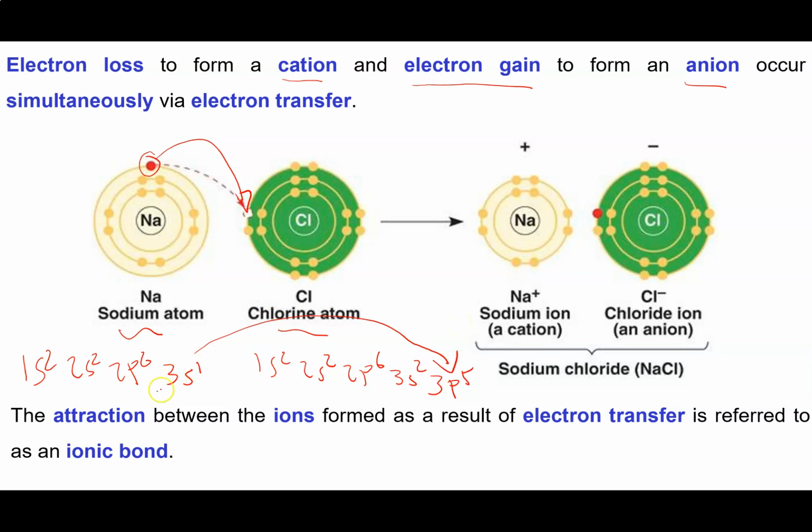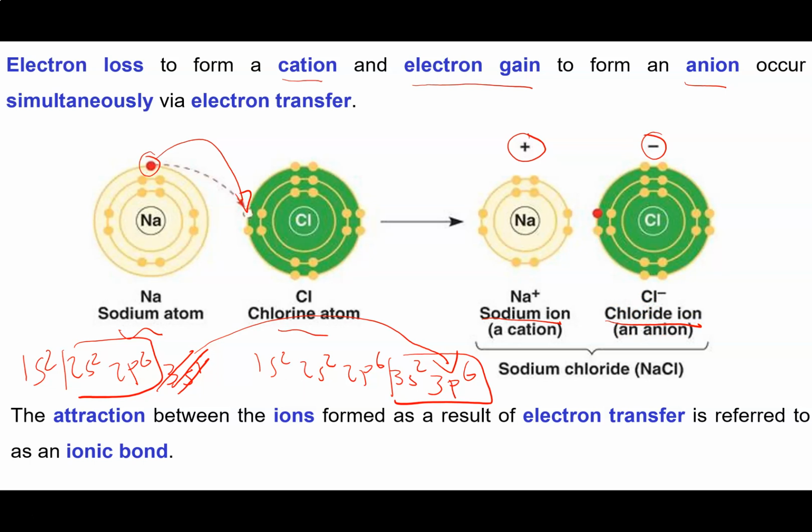And so now the sodium atom, by losing that electron, has a noble gas configuration, and the chlorine atom, because it gained an electron, also has a noble gas configuration. The only problem is that the sodium atom now has a positive charge. It's become a sodium ion. The chlorine atom now has a negative charge. It has become the chloride anion.